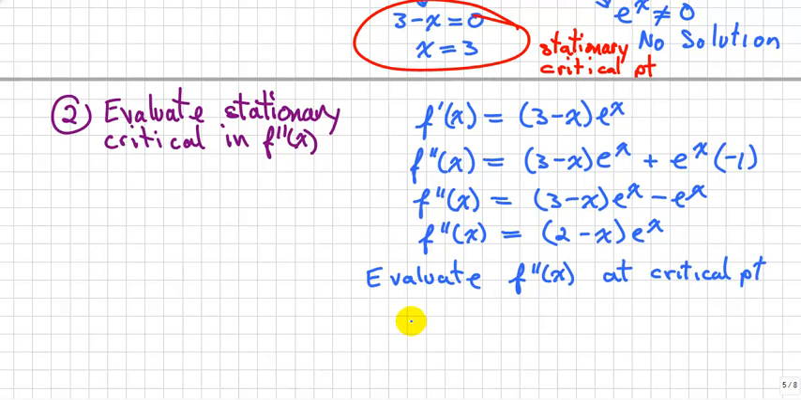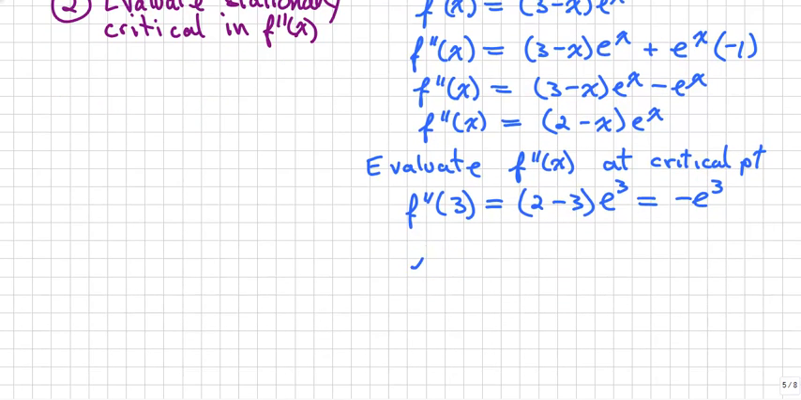And so what do we get? The second derivative evaluated at our critical point is 3, right? So we're going to evaluate it at 3. It's going to be equal to 2 minus 3 times e raised to the 3. Well, 2 minus 3 is negative 1. Negative 1 times e to the 3 is just negative e to the 3. Now, the only thing we really care about is whether this is going to be a positive value or a negative value. So in this case, it's negative.